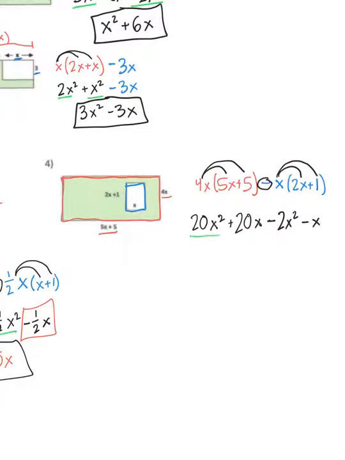Again, I can combine all my like terms, so I've got 20x squared minus 2x squared. That gives me 18x squared. And then I've got 20x minus x, which is plus 19x. And that's my final answer.